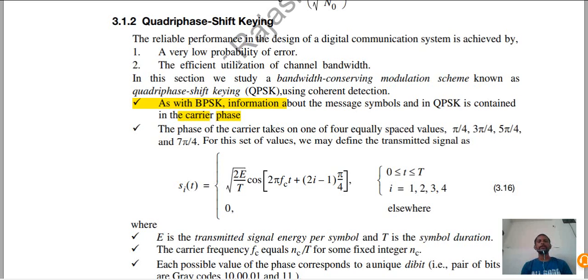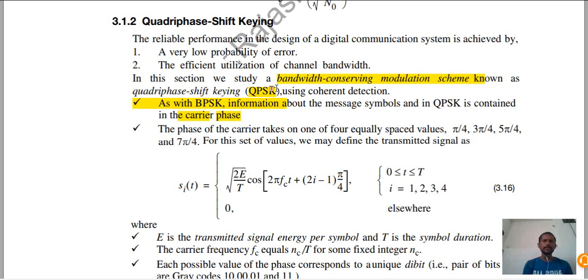Reliable performance in the design of a digital communication system is achieved by two parameters. One, a very low probability of error. The second one is the efficient utilization of the channel bandwidth. In this section, we study a bandwidth conserving modulation scheme, known as quadri-phase shift keying using coherent detection, that is QPSK.